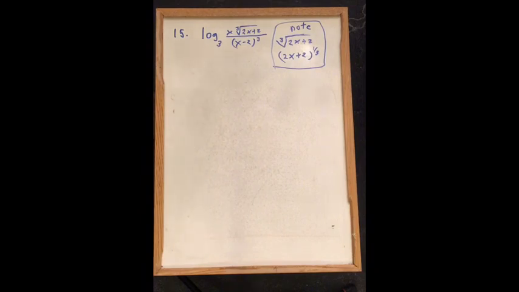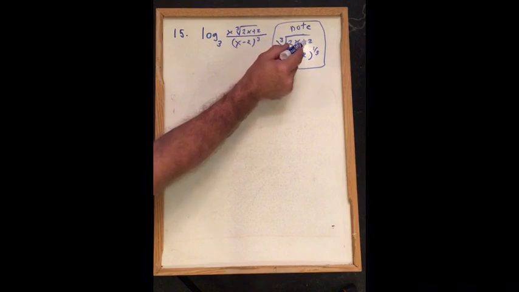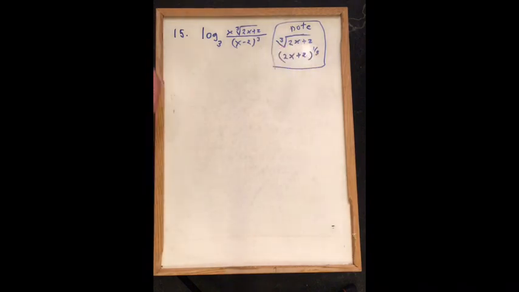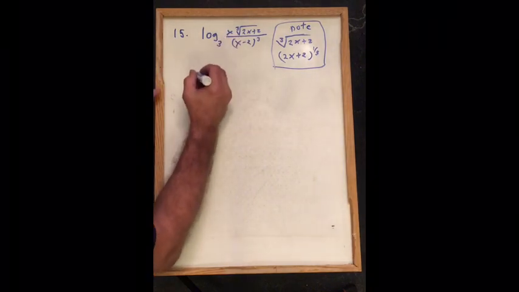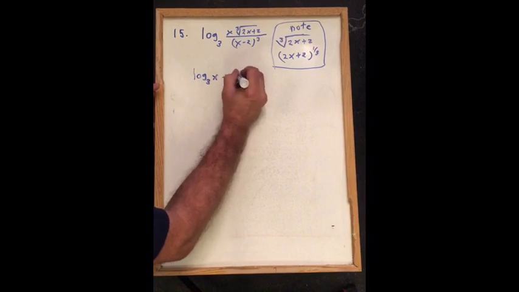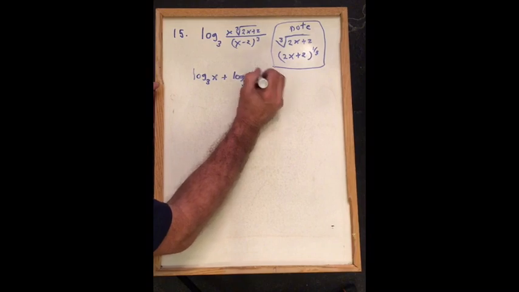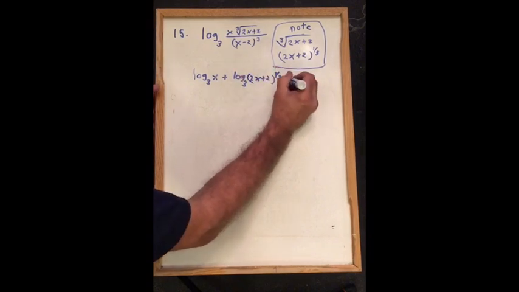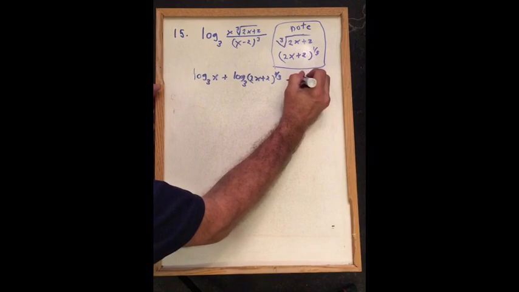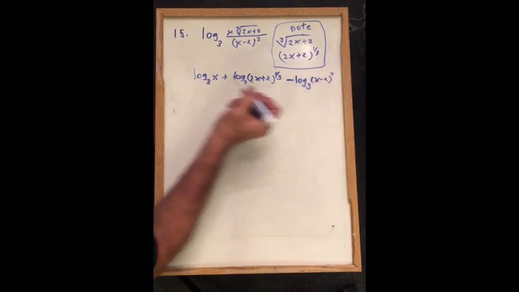For problem 15, we're going to go ahead and write this log as a sum and difference instead of the way it's connected right now. I want you to note that the cube root of 2x plus 2 can be written as 2x plus 2 raised to the 1/3. Now I'm going to write a log for everything on the top using a plus sign. And this is log base 3, and this becomes 2x plus 2 to the 1/3. And then we have a minus sign because that's in the bottom. Log base 3 of x minus 2 to the 3rd power.